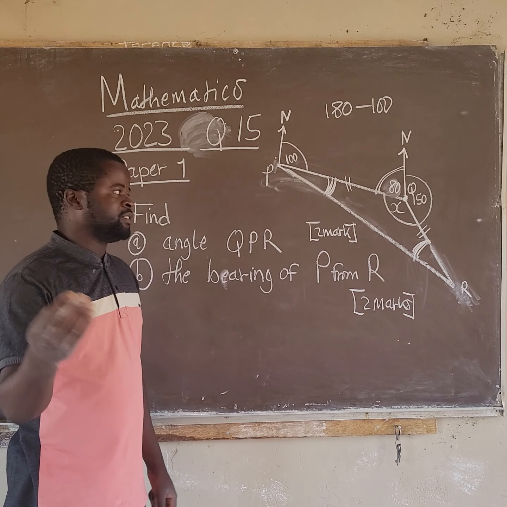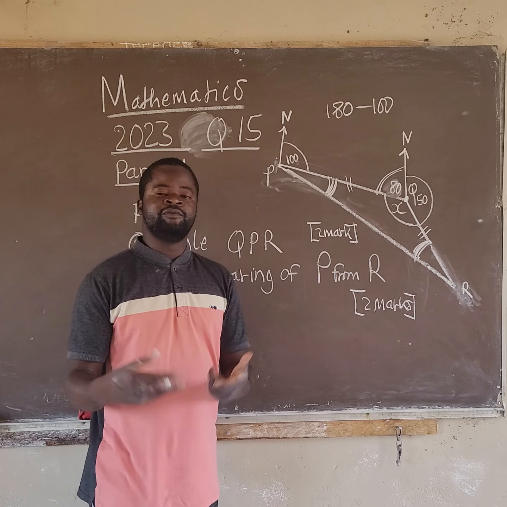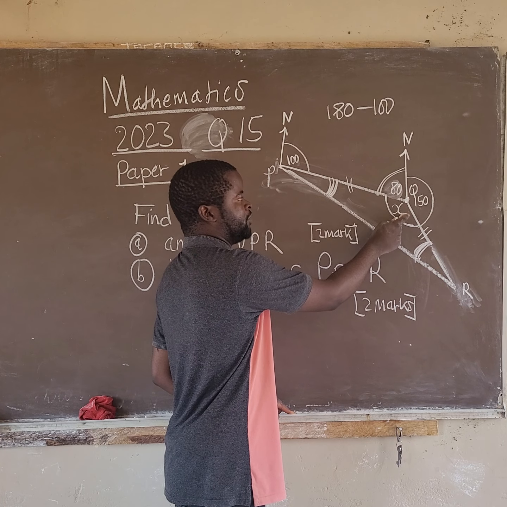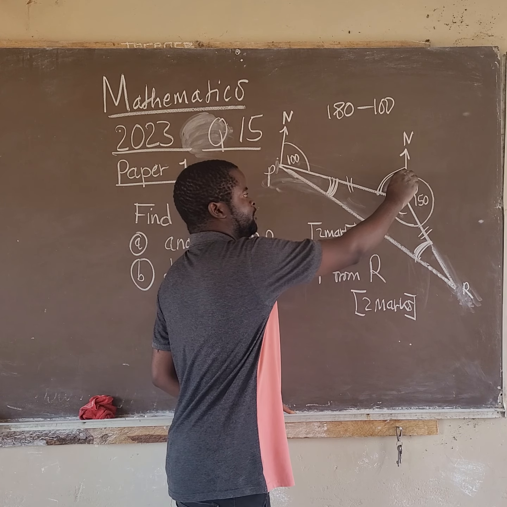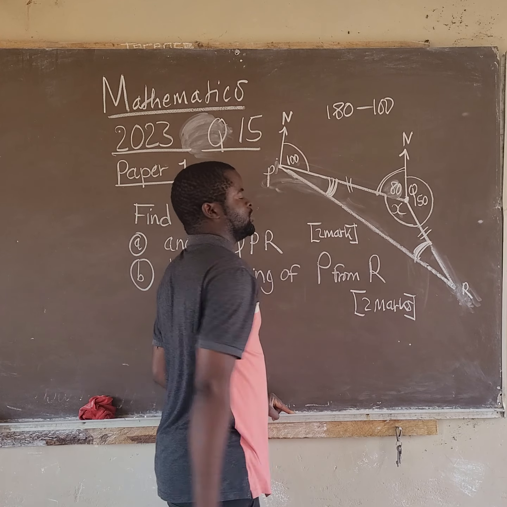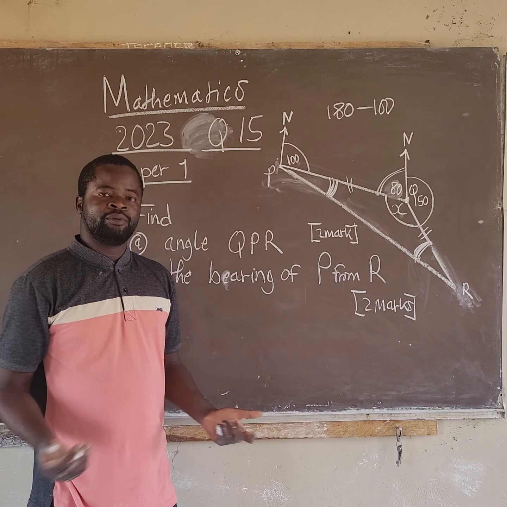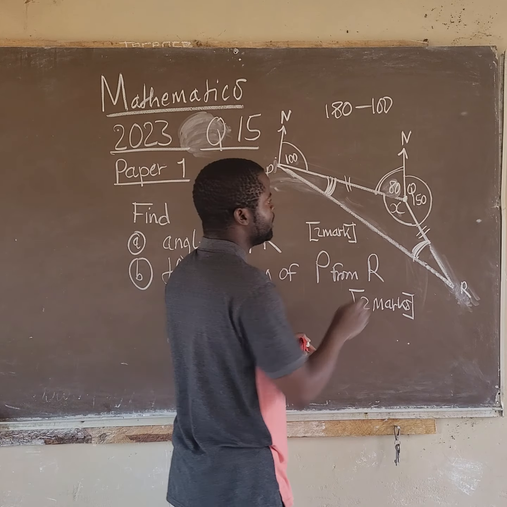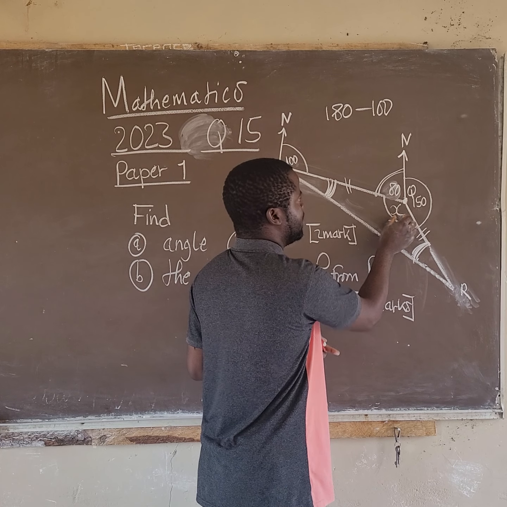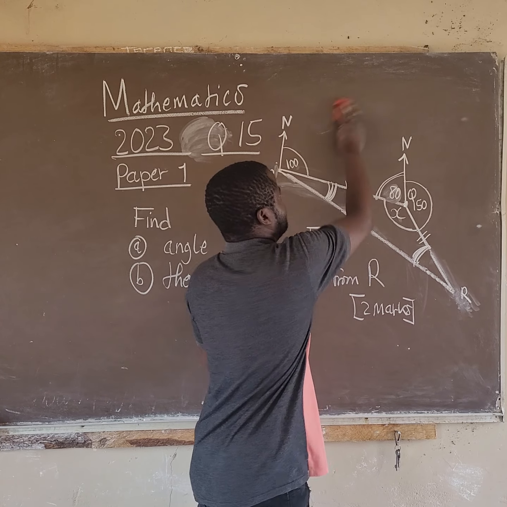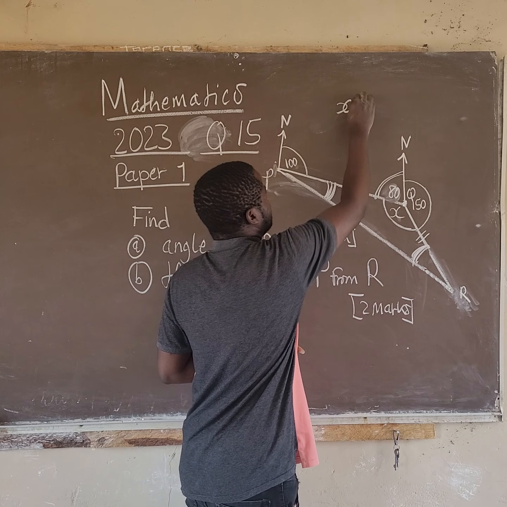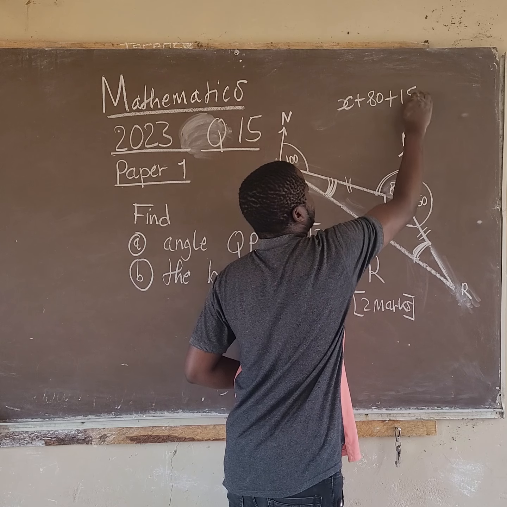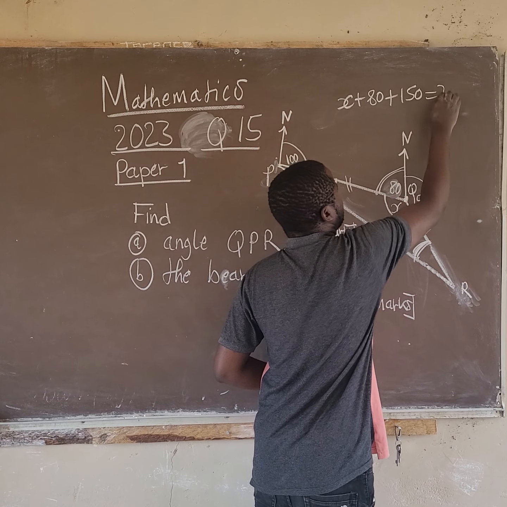When I get the size of this particular angle, it will be very simple for me to get the value of x here. How am I going to get the value of x? Remember that the total sum of the whole angles here must add up to 360. Definitely, for me to get the size of this angle x, I need to say x plus 80 plus 150 is equal to 360.